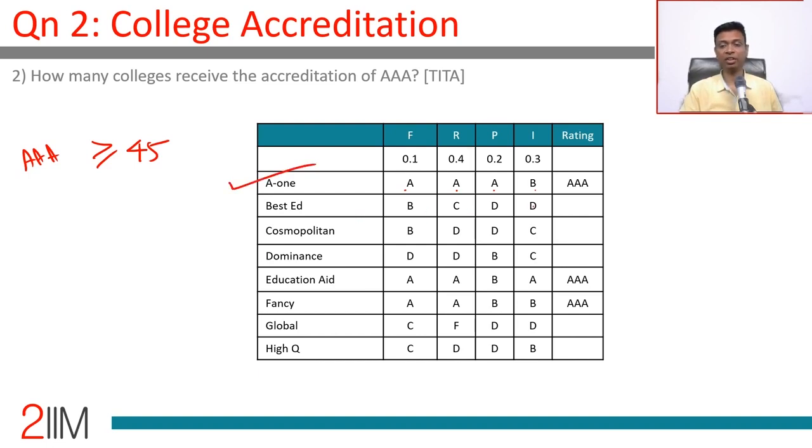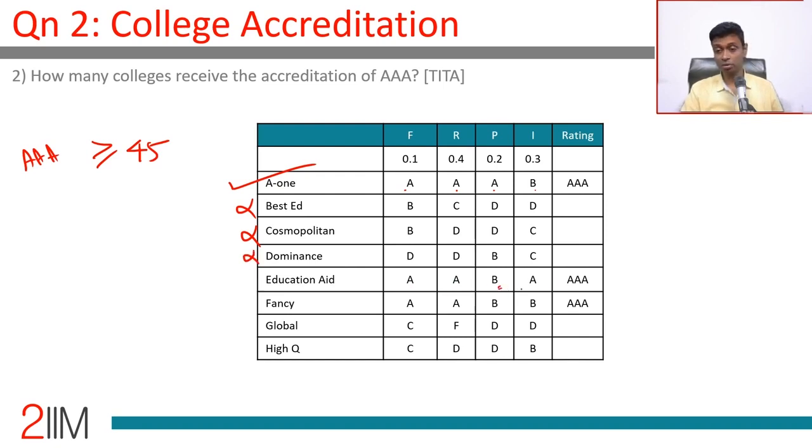Best set is BC, DD. There is no 50, not possible. BD, DC, no 50, not possible. Without a set of A's, AAA is not possible. And even with one A, AAA may not be possible. Dominance, not possible. Education aid, AA, BA.